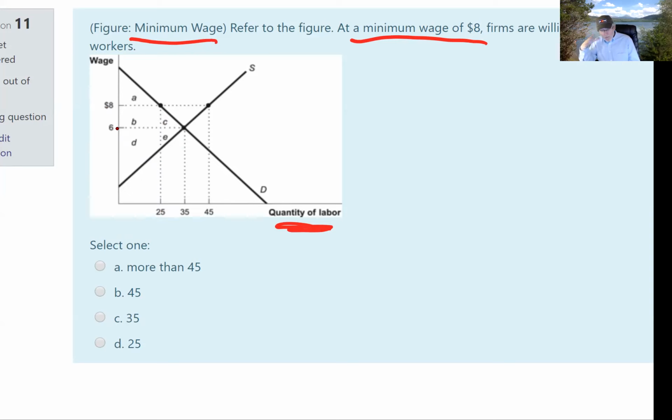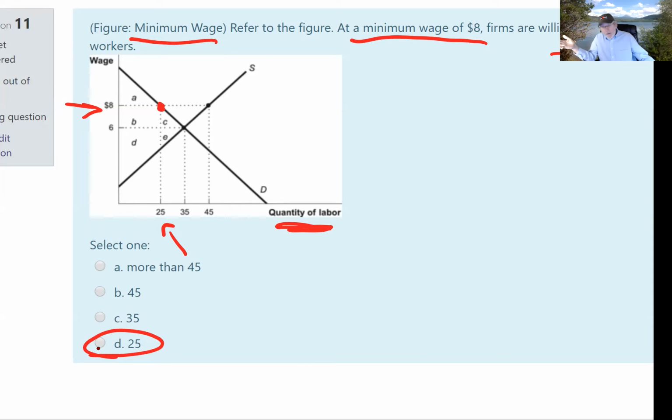Okay. So what is a minimum wage? It means that firms cannot employ workers and pay them less than that. This is an example of a price floor. If the wage is $8, then we're going to be here. And the quantity that will be employed will be 25. And so the number that firms will be willing to hire will be 25. Excuse me.